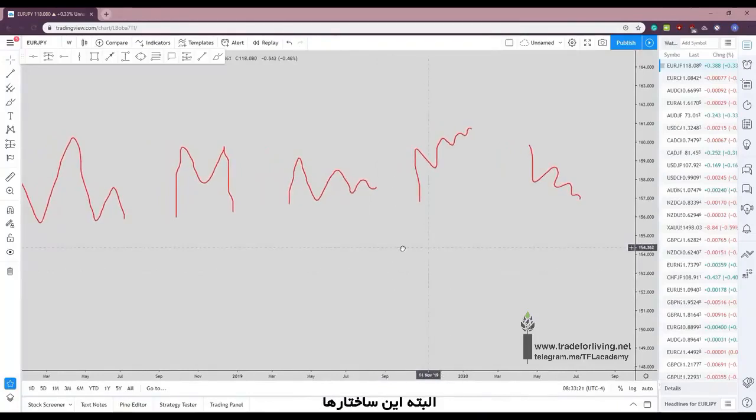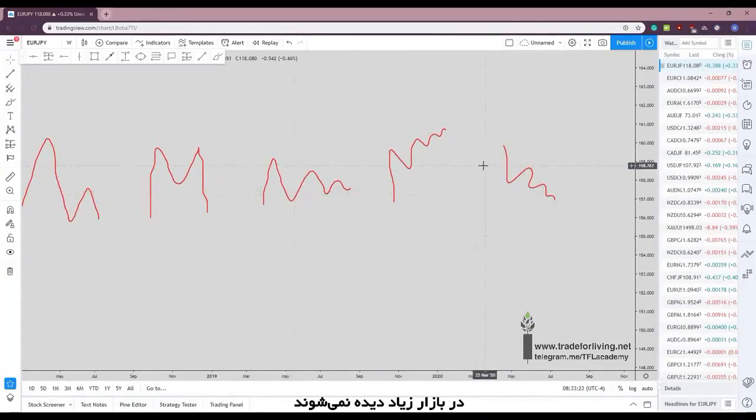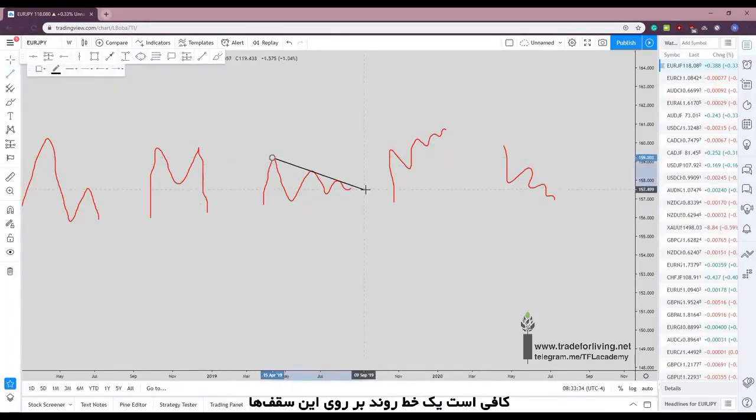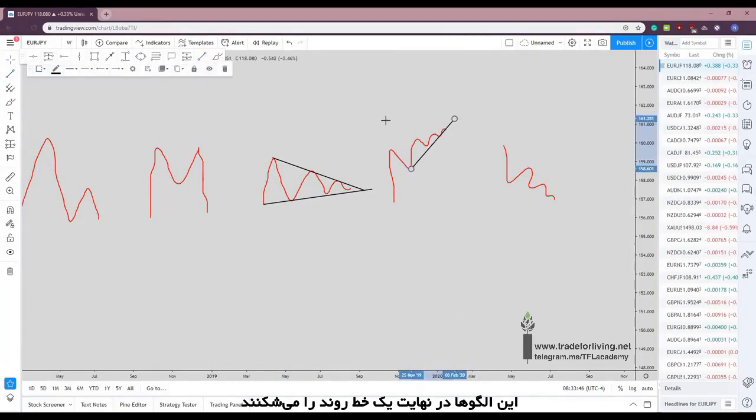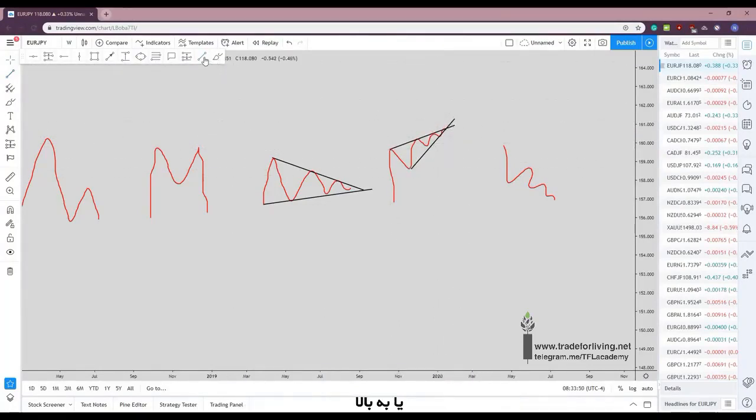Now these formations are not very common in the market. However, they do exist. Why do I say that people overcomplicate things? Because we already learned how to use trend lines, and in the end you can just take a trend line on these highs and a trend line on these lows, and these patterns just turn out to be a simple break of a trend line, because eventually the market will break either to the upside or to the downside.